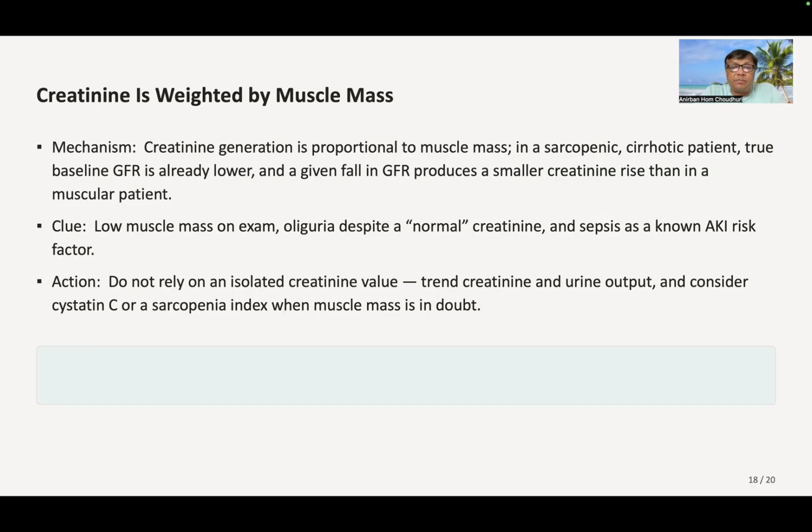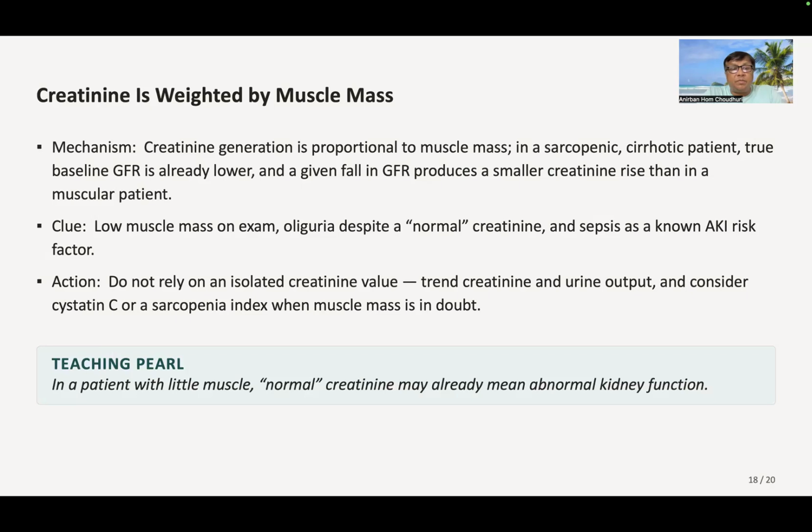The oliguria, despite a normal creatinine, and sepsis as a known AKI risk factor. So the action would be not to rely on an isolated creatinine value: trend creatinine and urine output, and consider cystatin C or a sarcopenia index when the muscle mass is in doubt. The teaching part is that in a patient with little muscle mass, a normal creatinine may already mean abnormal kidney function.